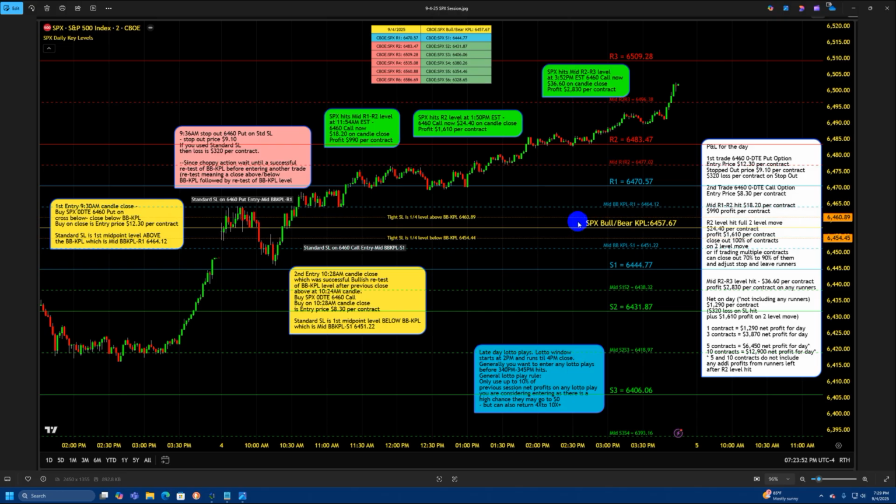If we instead have a bearish signal for entry triggered from this bull bear key price level, then your standard stop loss level is the first midpoint level above the BBKPL, which in this case is mid BBKPL R1, and today 6464.12.